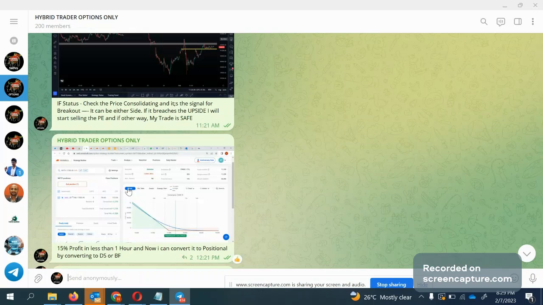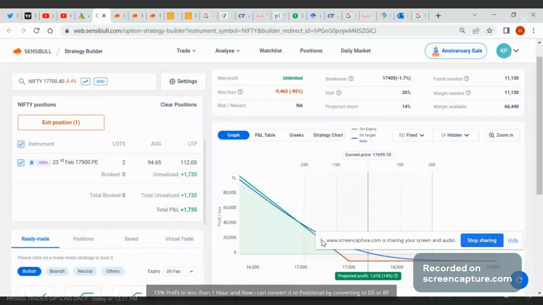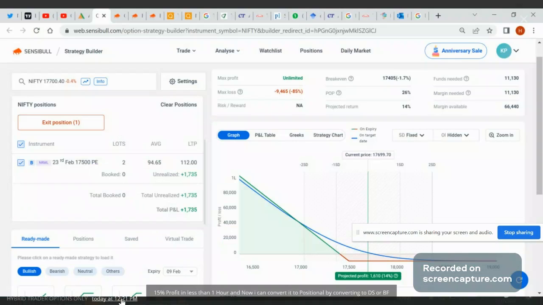And now let me show you. Almost at 12:20 or 12:30, I was making almost 15% profit. The same trade, guys. Pause the video and see. Within almost one and a half hours, I was getting a profit of almost 15% on a capital of 11,130. You guys do the calculation.